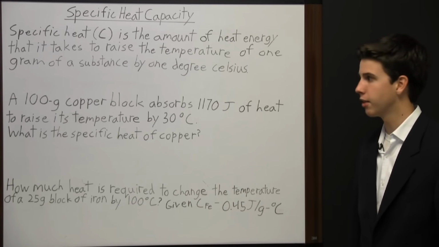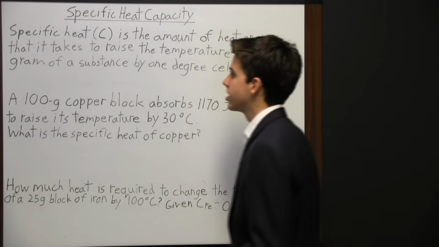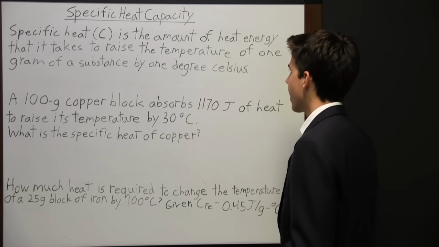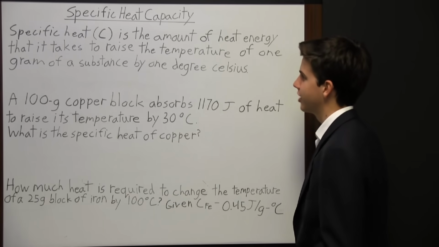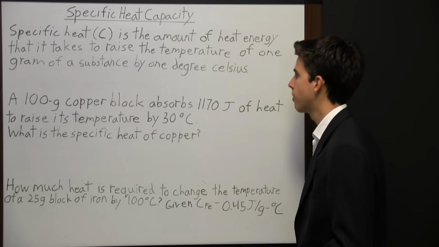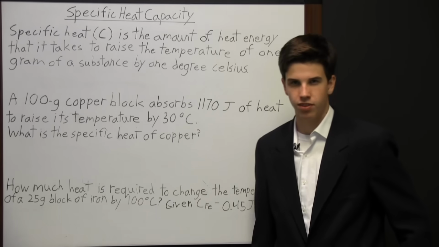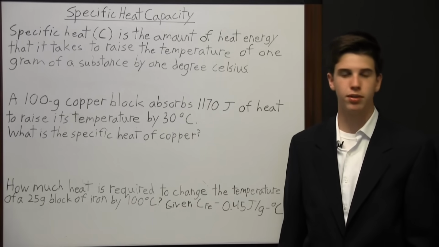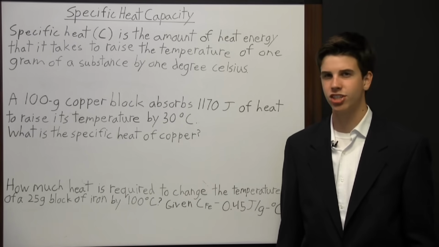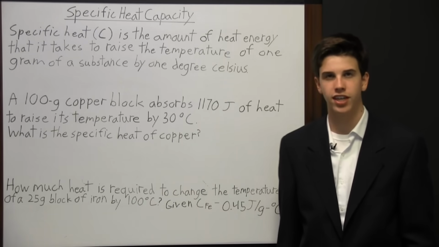Specific heat capacity can be shortened to just be called specific heat, and we can abbreviate that as a capital C. And that's the amount of heat energy that it takes to raise the temperature of 1 gram of a substance by 1 degree Celsius. So it's a measure of a substance's ability to store and transfer heat energy. Each substance has a unique specific heat.